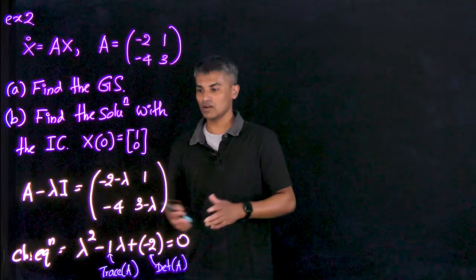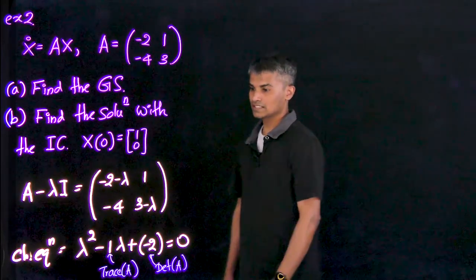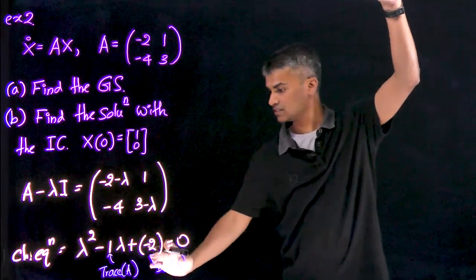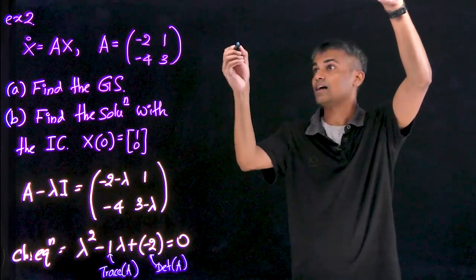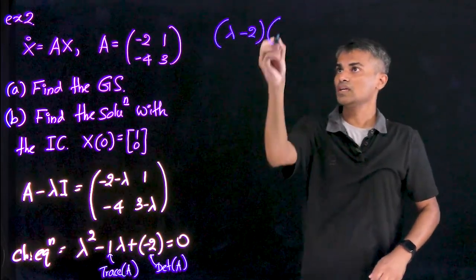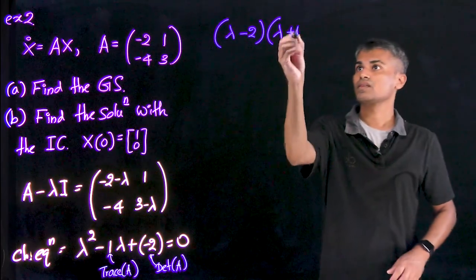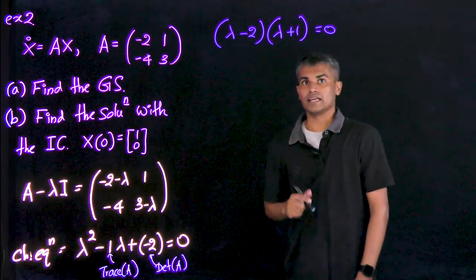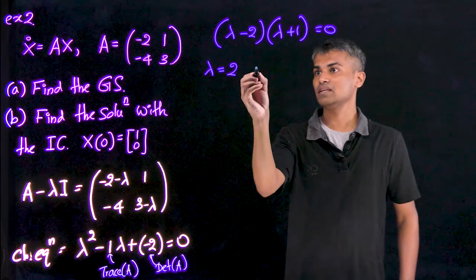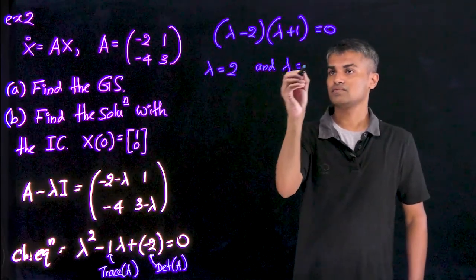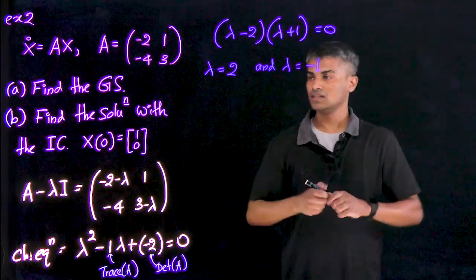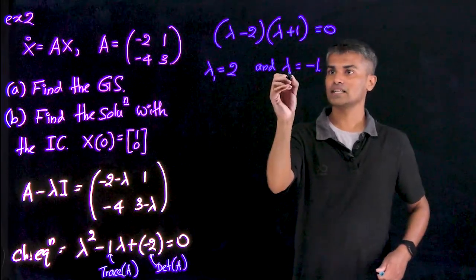Now, let us solve this second degree polynomial equation. In fact, we can factor this quadratic polynomial, and the factors are lambda minus 2 and lambda plus 1 equals 0. So, now we have two values for lambda. Lambda can be +2 or lambda can be -1. As you can see, we have distinct or different eigenvalues. One eigenvalue is 2 and the second eigenvalue is -1.